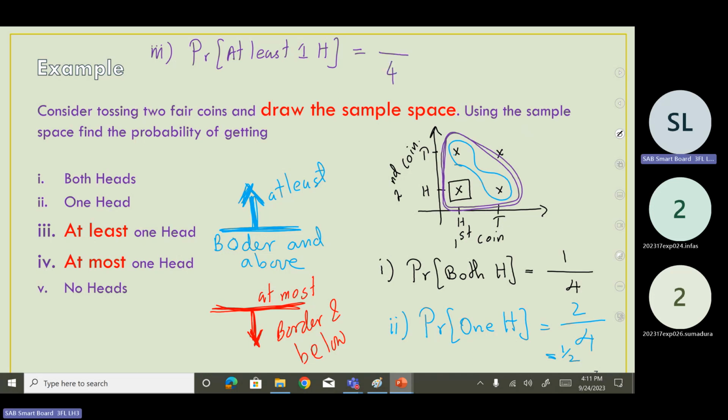Totally, there are four. We are interested in three, right? Two heads counted, one head counted, one head counted. This is zero heads, not counted. So three out of four, at least one head or more heads.